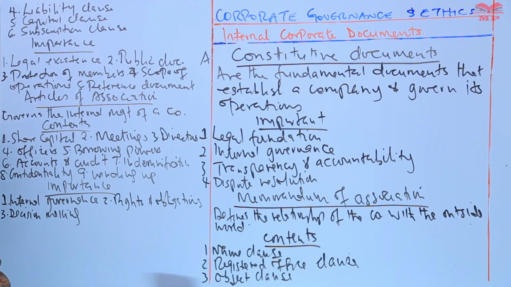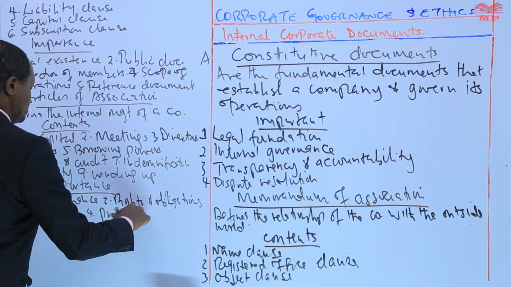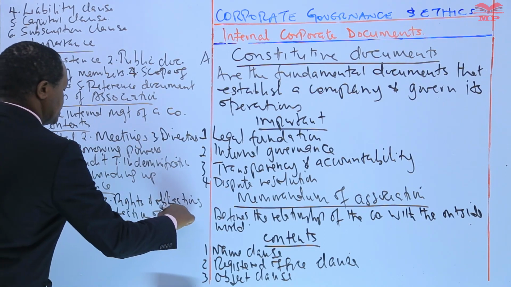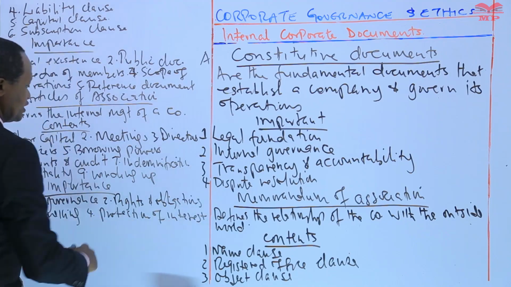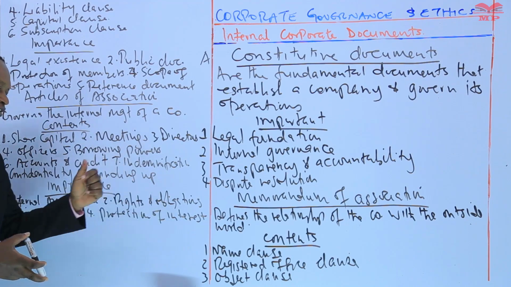Decision making. This document aids decision making within the company, ensuring that decisions are made in a fair and transparent manner. 4. Protection of interests. The document protects the interests of all the stakeholders by ensuring that the company is managed in a way that is consistent with its objectives.